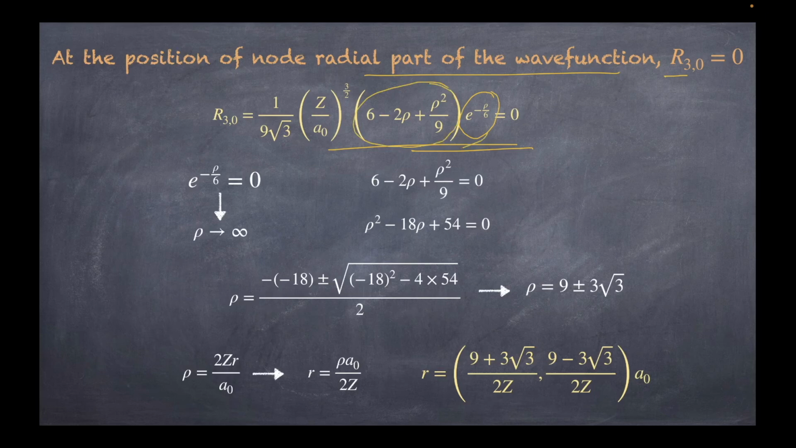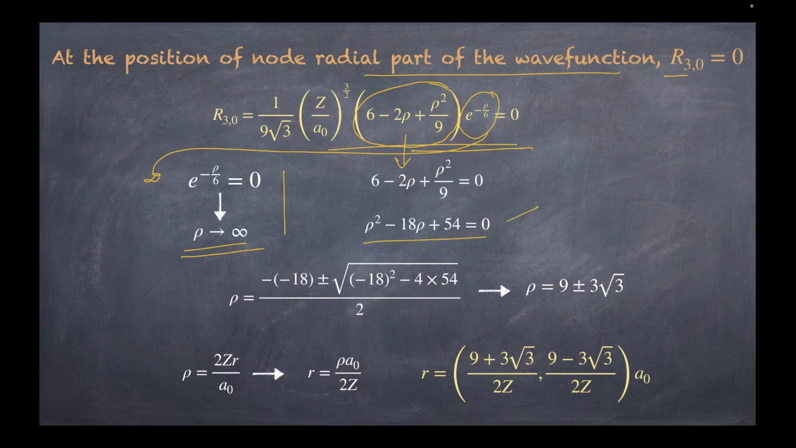Now from this part, exponential minus rho divided by 6 equal to 0, we can get rho tends to infinity. But as we have said in the previous slides, the infinity position will not be counted as a position of radial node. So this point is excluded. Now from this part, 6 minus 2 rho plus rho square divided by 9 equal to 0. But after rearranging this, we can get rho square minus 18 rho plus 54 equal to 0.